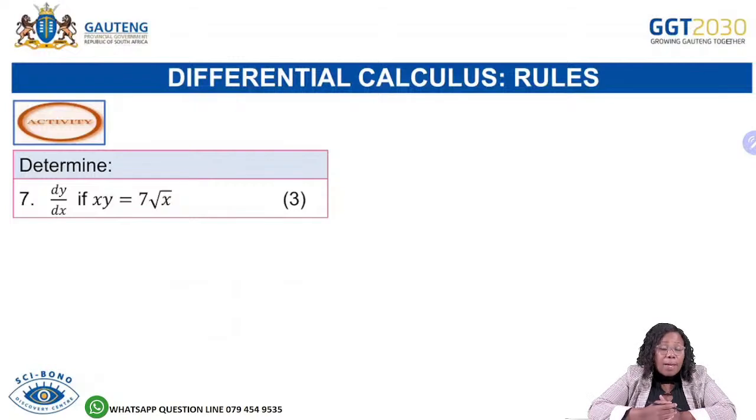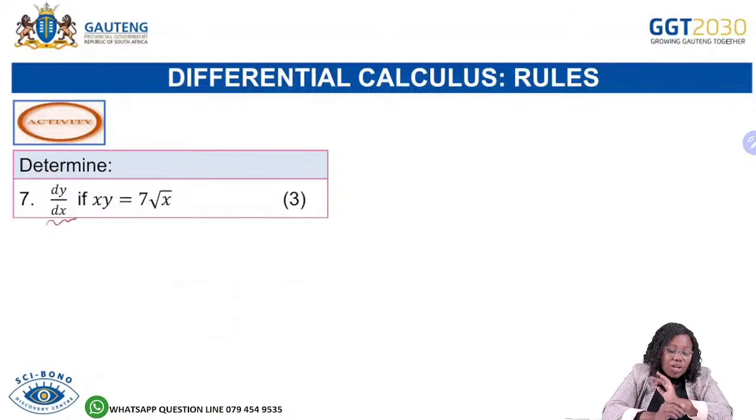But you are controlled by the message here. It is saying derive y in terms of x. So we cannot derive this when it says xy equal to 7 square root of x there. We must have y equal to something. So we are going to divide both sides by x, so that we can have y equal to 7.